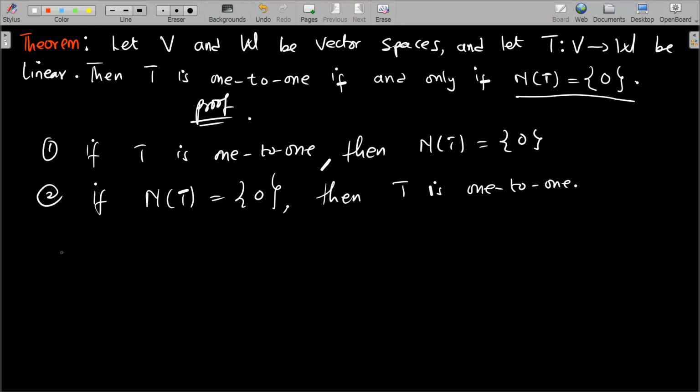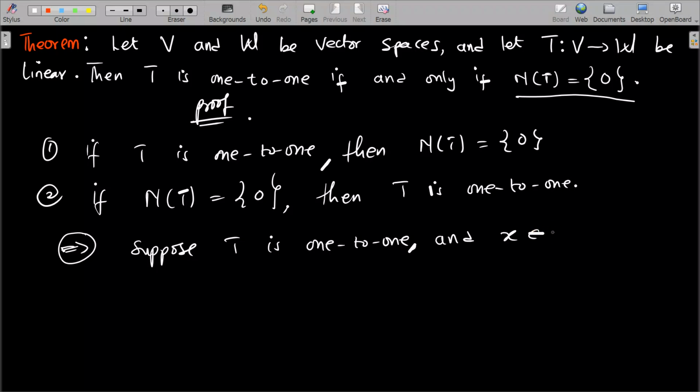Now let's prove one, that is this direction: 1 to 1 implies the null space of T is 0. So suppose T is 1 to 1. What do we want to prove here? We want to show that the null space of T is equal to 0. Let x be a vector in the null space of T. The 0 here is a vector, x is also a vector, but for clarity's sake I'm just writing it as x here.